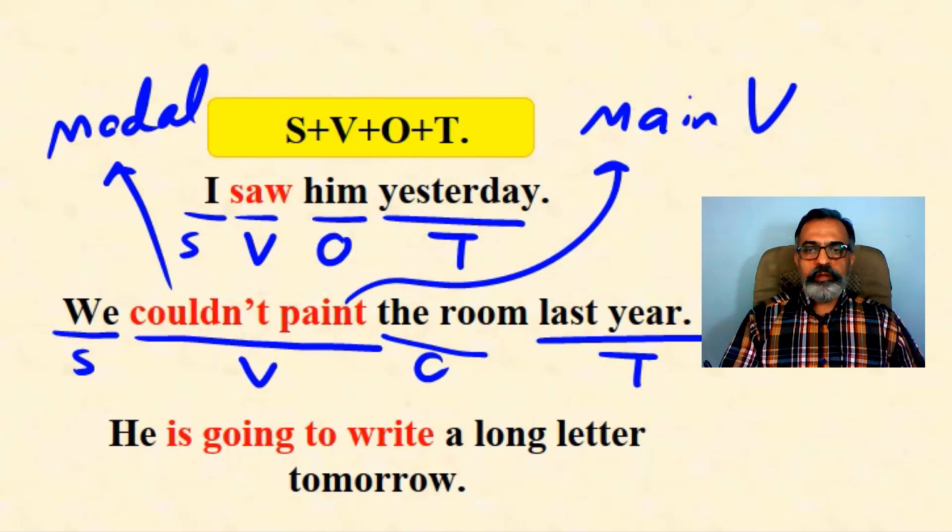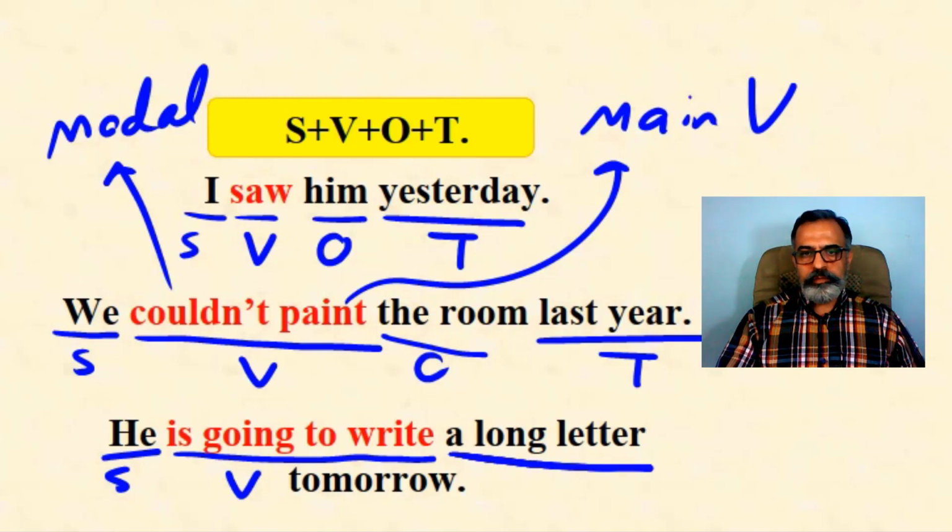He is going to write a long letter tomorrow. He, subject, is going to write is a verb. A long letter, object. Tomorrow is time in this sentence.